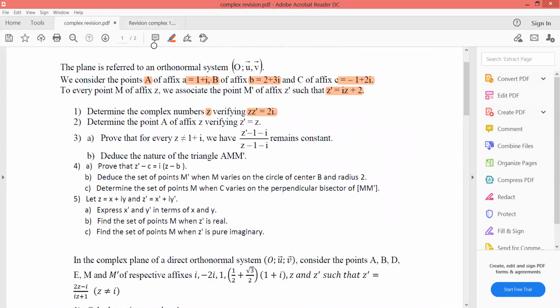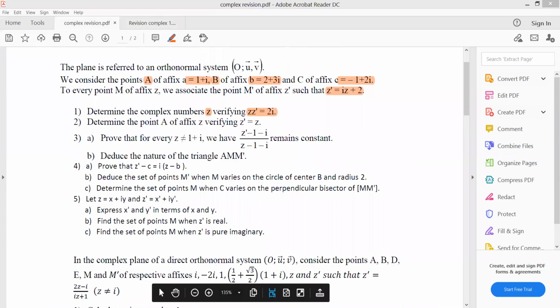Okay. Read part 3, please, and try how to solve it. Prove that for every z not equal to 1 plus i, z prime minus 1 minus i over z minus 1 minus i remains constant. What is meant by remains constant? What do you expect if we find this answer? What do you imagine?